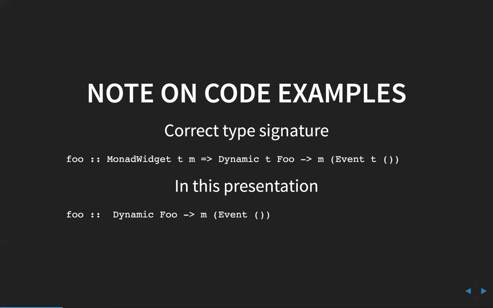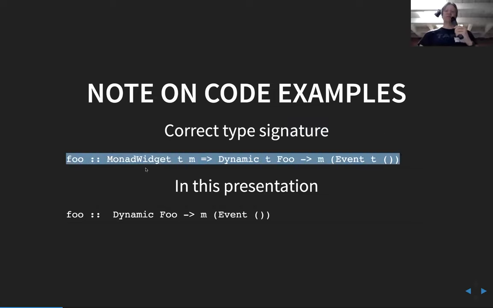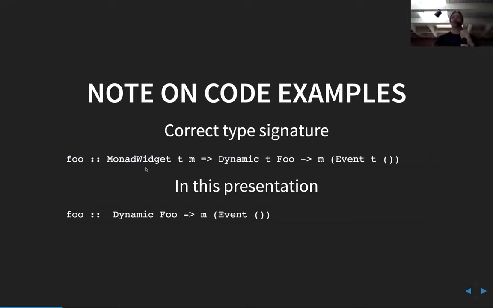So a quick note on code examples. The actual type signature in Reflex is this top one here. There's always, or almost always, a MonadWidget t m constraint or some kind of constraint like it, and then Dynamic t Foo, Event t (). The core types Dynamic, Event, and Behavior have a t type parameter associated with them. In this presentation, I'm just going to leave those out for shortness so that I can fit things on the slides. But that's the actual type signature, and this is the simplified version that I'm using in this talk.